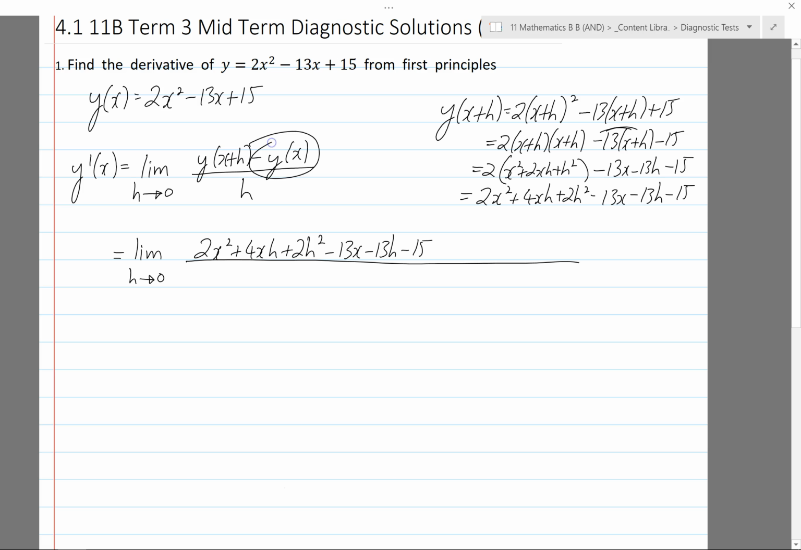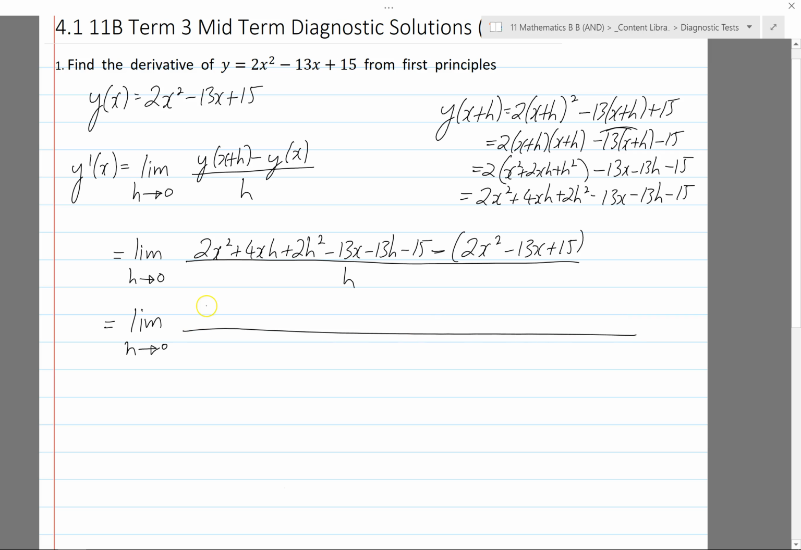And then it says take away y of x. So I'm going to take away y of x. Since I'm taking away more than one thing, it needs to go in brackets. Okay, so every time I need to make sure I write that limit statement. Okay, and then I'm going to rewrite all of these and expand the negative bracket to those three. So minus 2x squared plus 13x and minus 15.